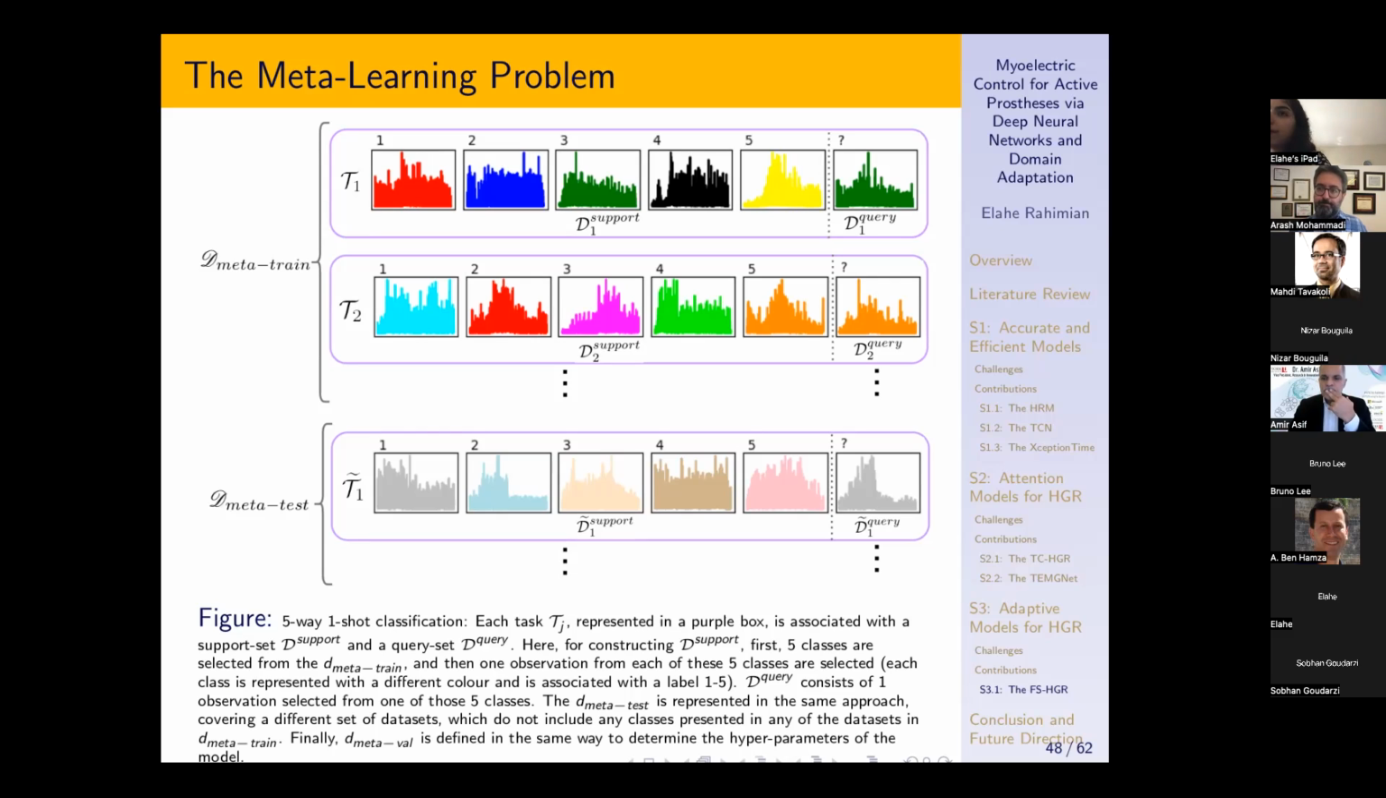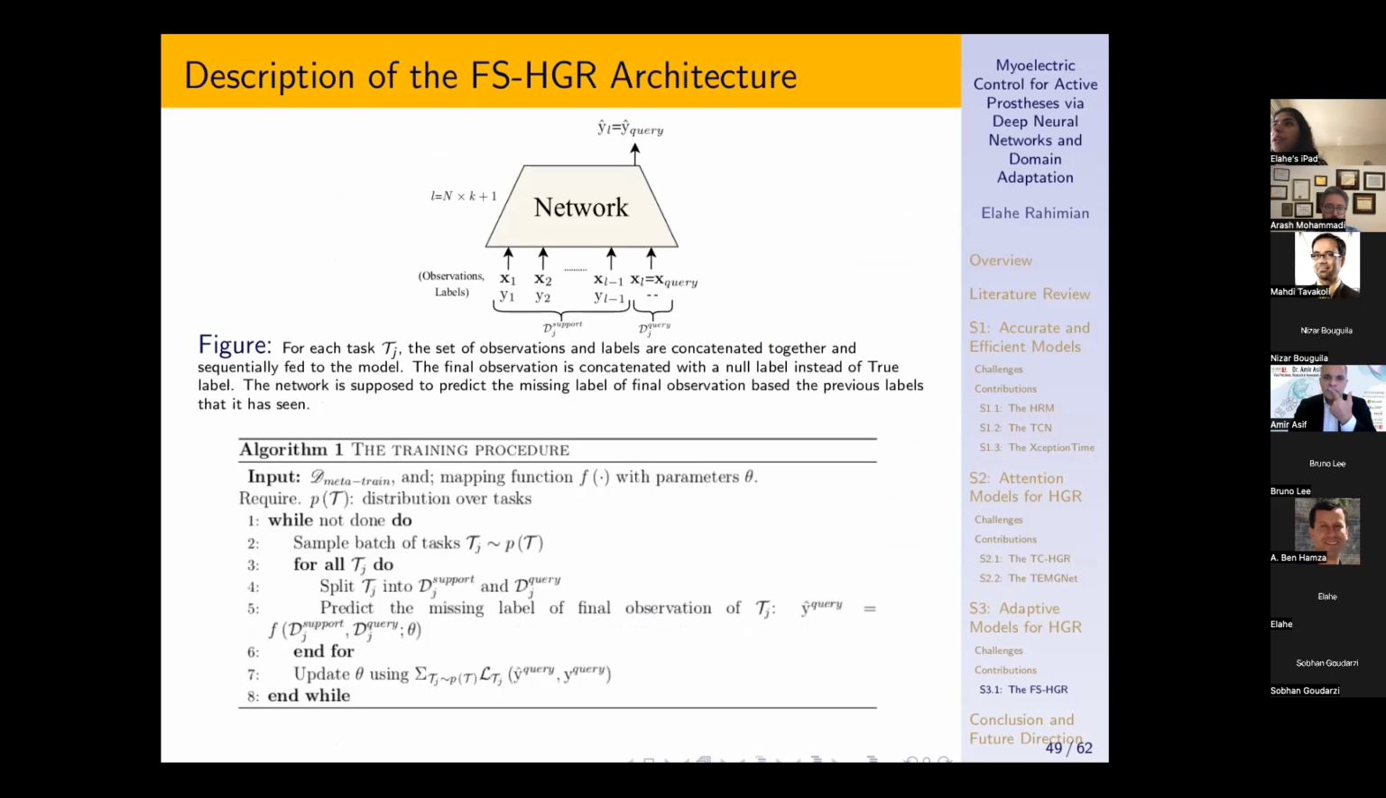And here we have meta test, which has another distribution. This distribution is similar to the distribution in the meta train, but it is not the same. So, for example, we have new gestures or new users during the testing time. More specifically, in the support set, when we have an observation, we concatenate that observation with the label and construct the support set. But in the query set, we have the observation without the label, and the network should predict the missing label of this observation.